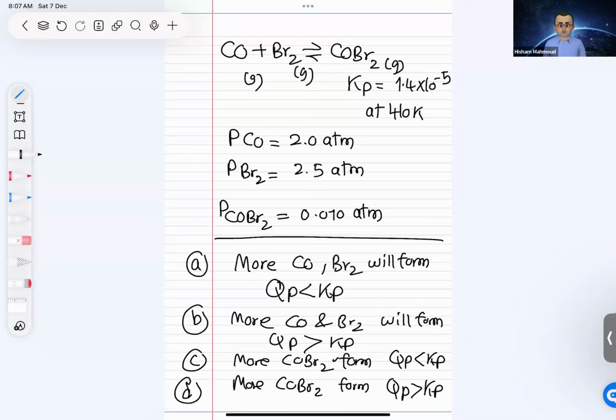So I have here 2 moles of the first one, 2.5 moles of the second one, 0.0 moles of the last one. But moles or pressure? I have pressure. I said moles, it's pressure, sorry, atmospheric pressure.